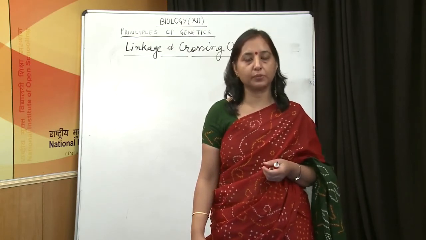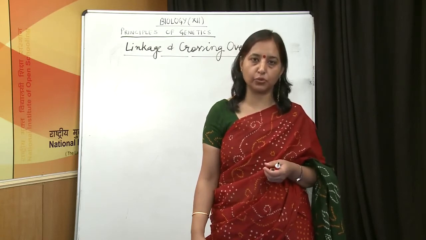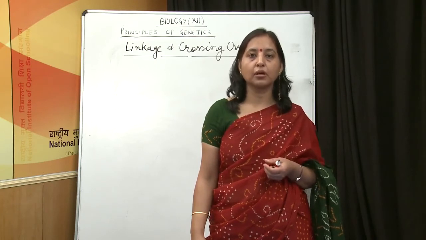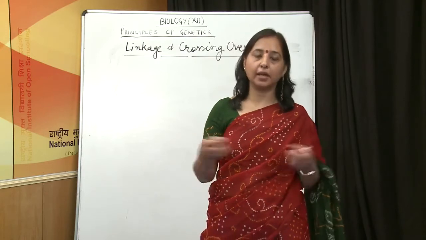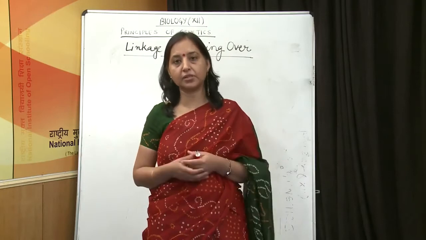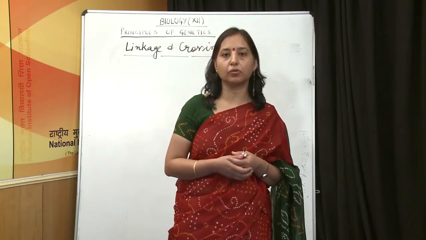So how is that possible? How are these genes arranged on these 23 pairs of chromosomes? That means more than one gene is found on the same chromosome. And these genes, as I told, can be very, very close, and they can be a little far as well, and maybe very, very distant. So many genes are located on the same chromosome.